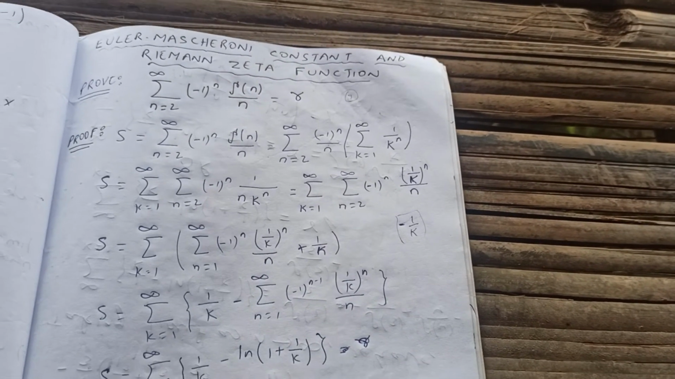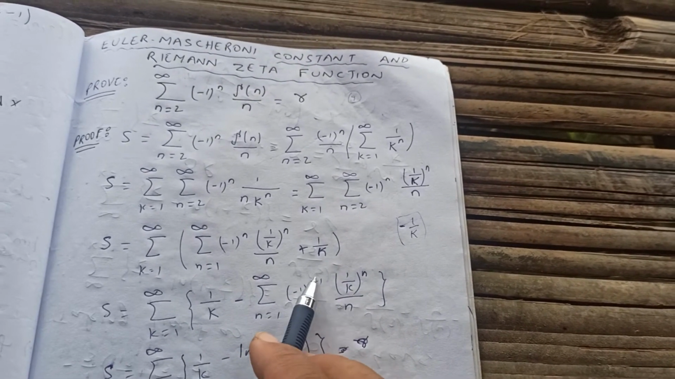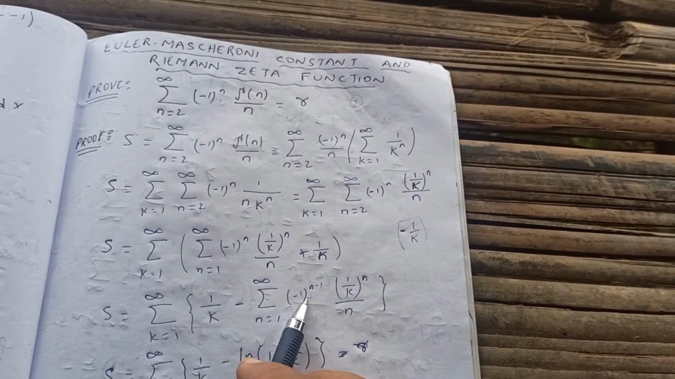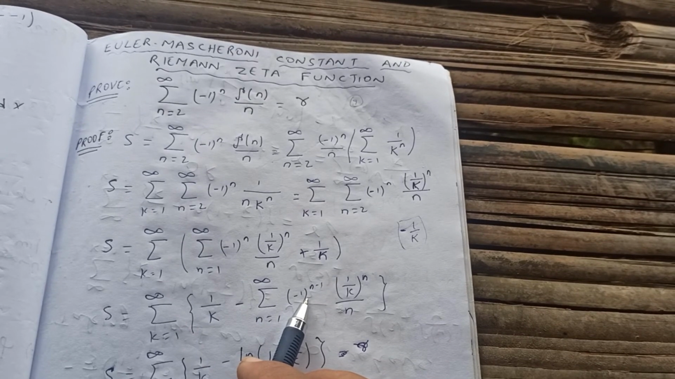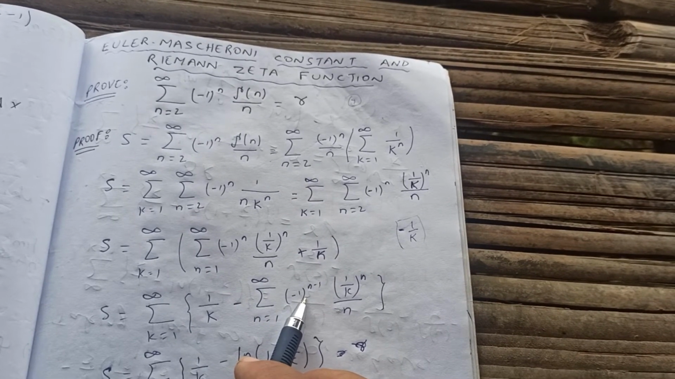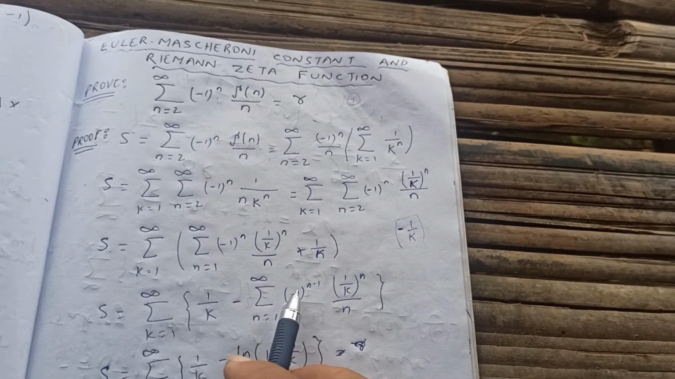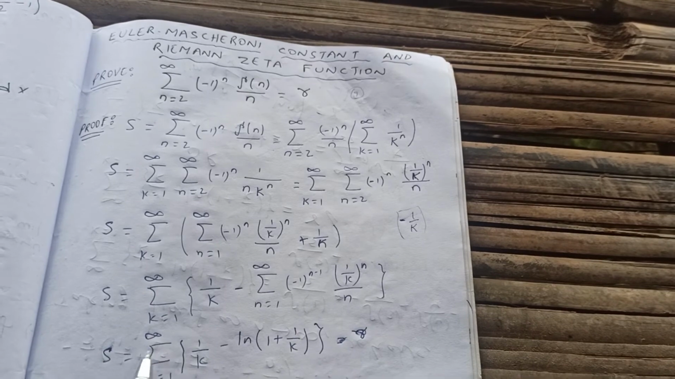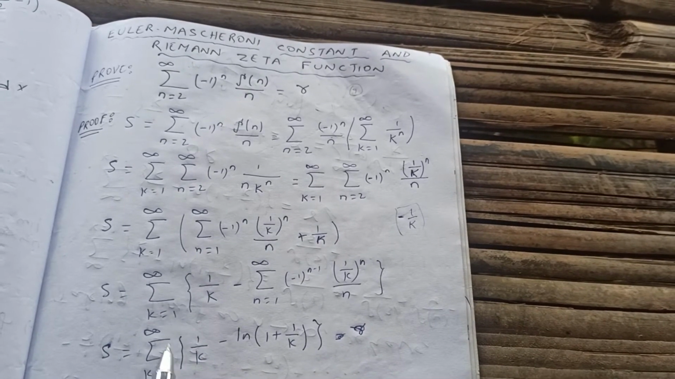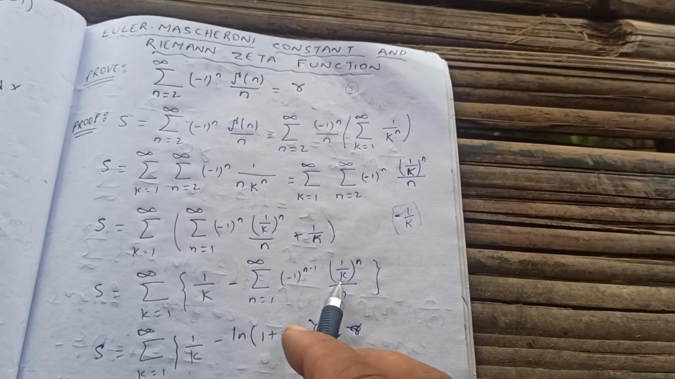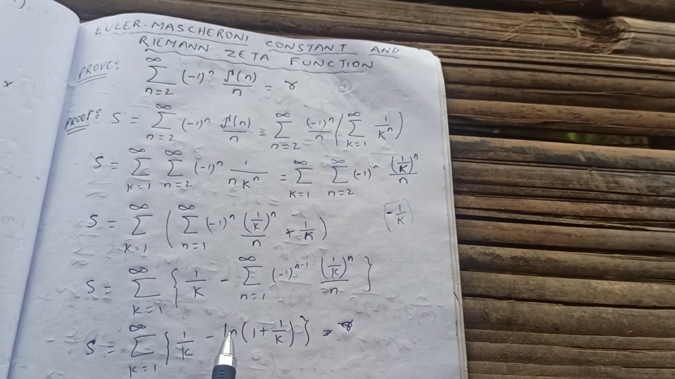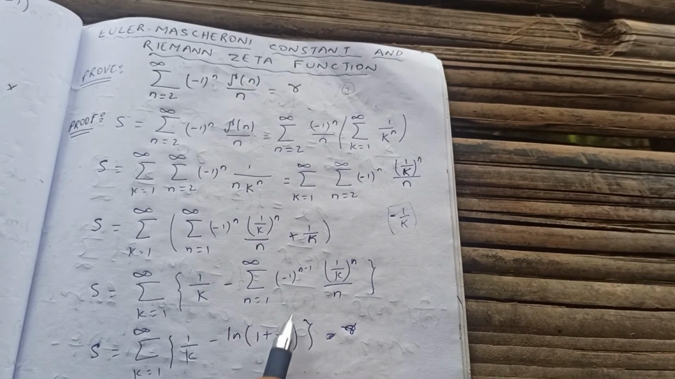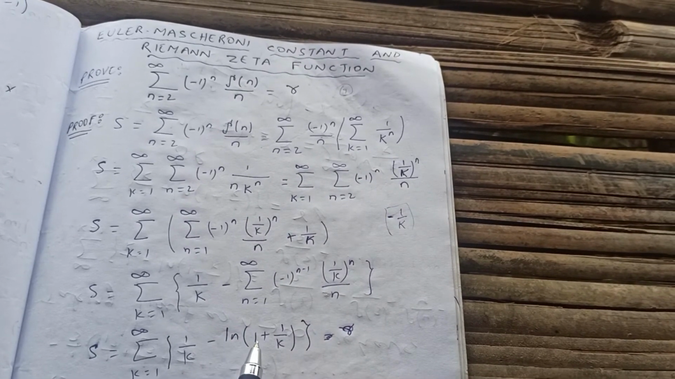Now if you see the expansion of natural log that we have done already, you see that this sum is nothing but natural log. So S is equal to the sum from k equals 1 to infinity of 1 over k minus, and this whole sum is nothing but natural log of 1 plus 1 over k. So you can check out this expansion of natural log.